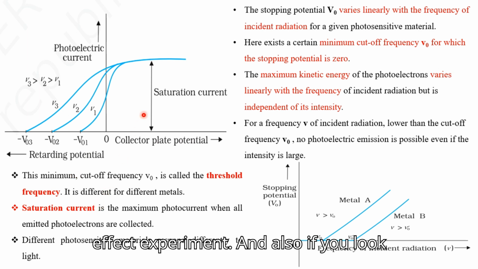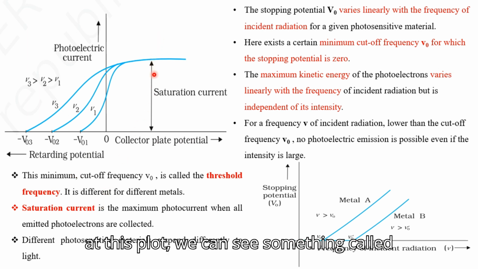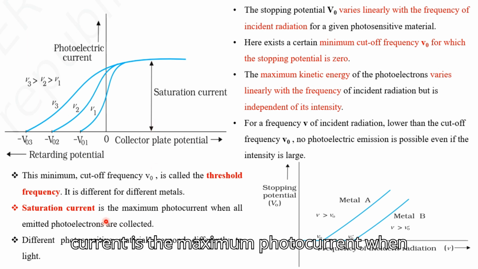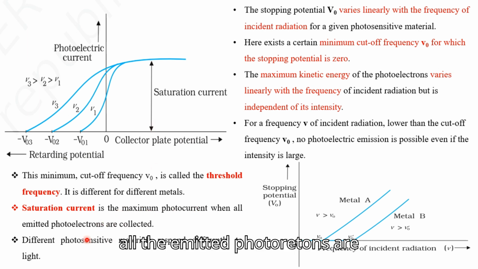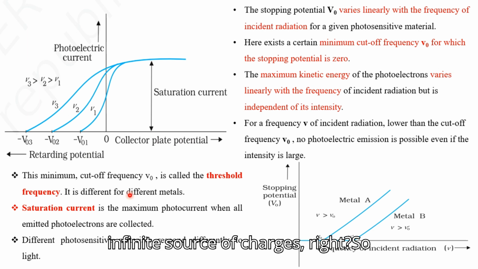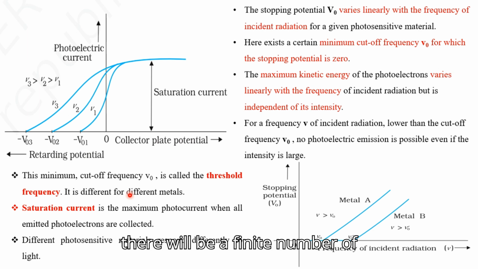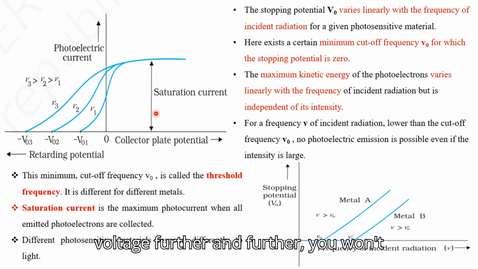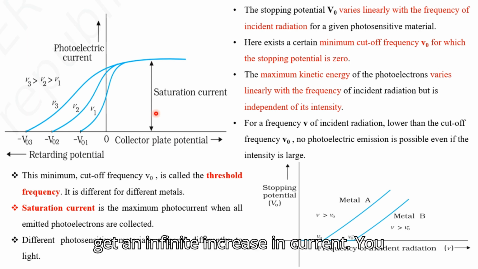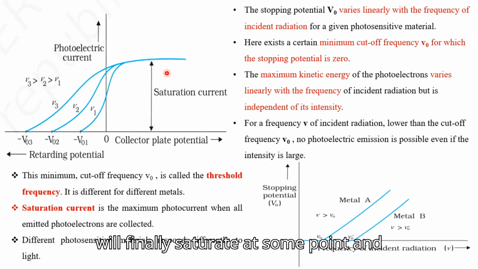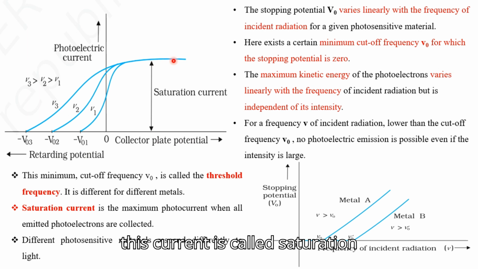And also, if you look at this plot, we can see something called the saturation current. Saturation current is the maximum photocurrent when all the emitted photoelectrons are collected. The electrons are not an infinite source of charges, right? So for a particular material, there will be a finite number of electrons. If you increase the voltage further and further, you won't get an infinite increase in current. You will finally saturate at some point, and this current is called saturation current. Okay, so that's all from this slide.